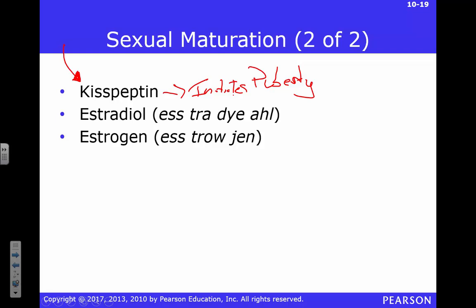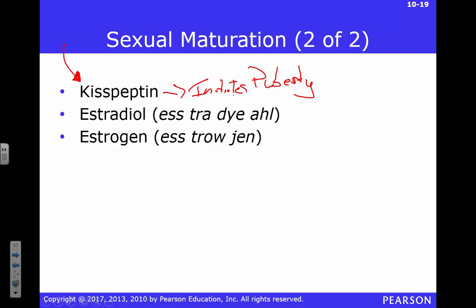So kisspeptin has nothing to do with kissing other people, although some people start to do more of that during puberty as well. But you have to watch out for that. That's the time you're going to pick up cold sores. So you're just randomly sampling other people's lips. So you have to watch out for those. Now everybody's doing this, trying to hide if they think they have a cold sore.